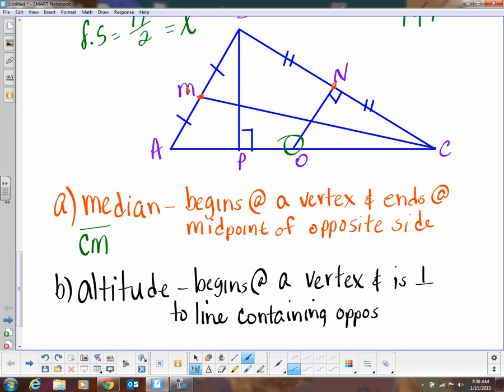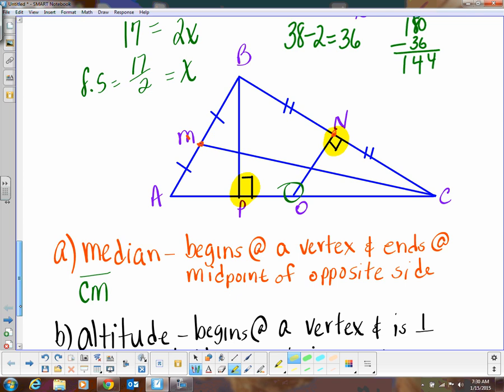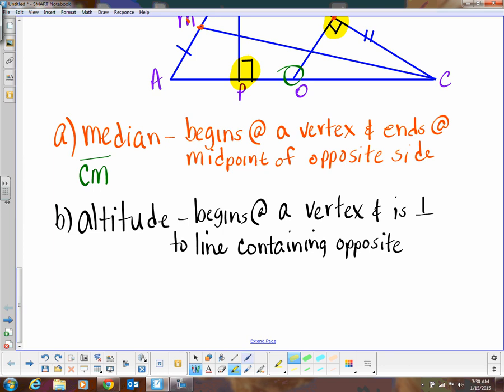So when I'm looking at this picture, I see two right angles. I see a right angle here, and I see a right angle there. The question is, which one is the altitude? Why not ON? Does not start on the vertex. So BP is my altitude. Next question. Tommy. 18.